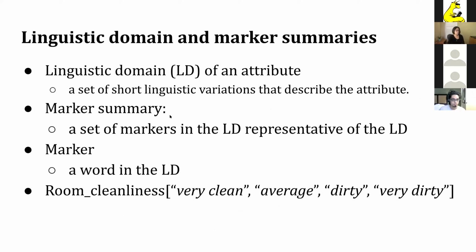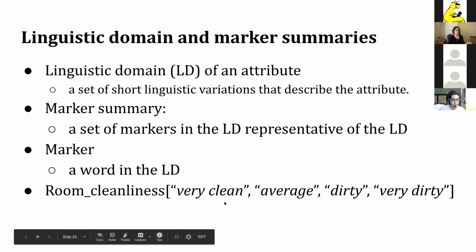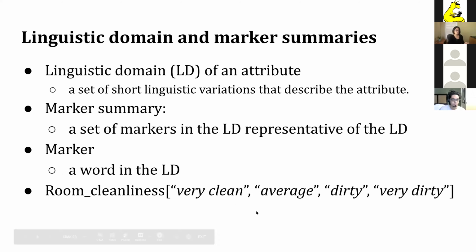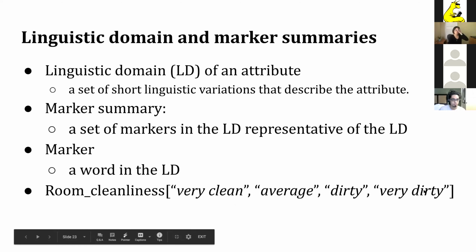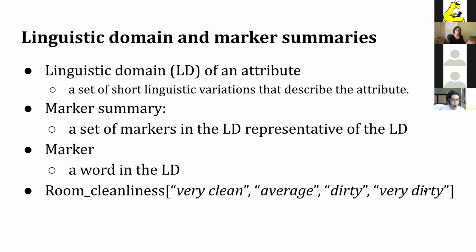Each attribute is associated with a marker summary, where a marker summary is simply a set of markers that are taken from the linguistic domain, meant to be representatives of the attribute. For example, the room cleanliness attribute can have the following marker summary, which consists of four markers. These are phrases from the linguistic domain, from very clean to very dirty. So intuitively, these four phrases are meant to represent all the variations you can think of in the linguistic domain.